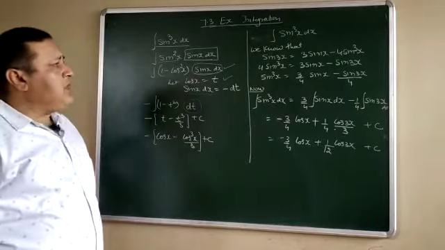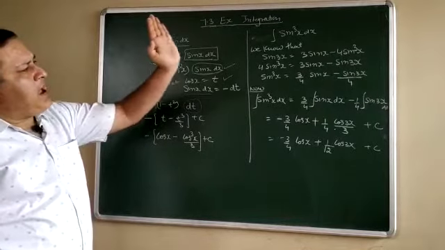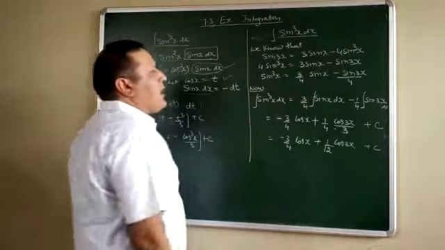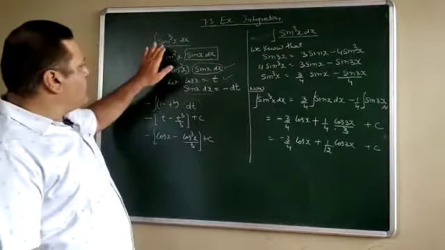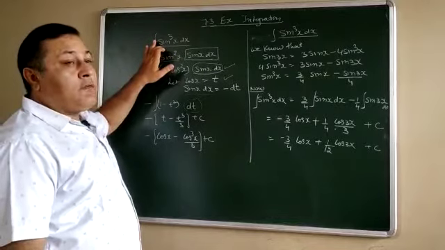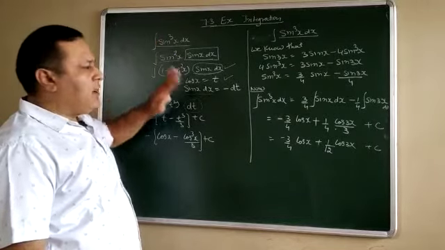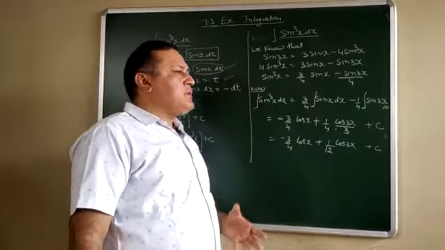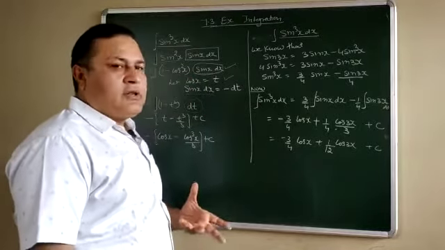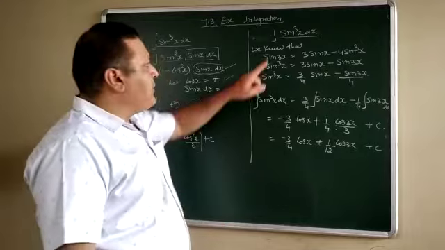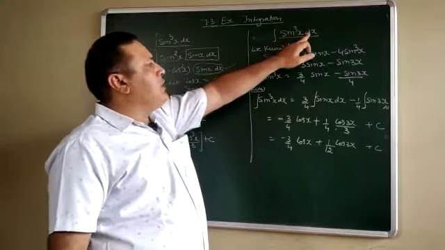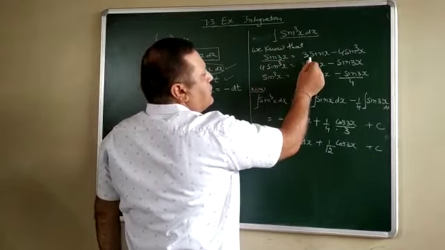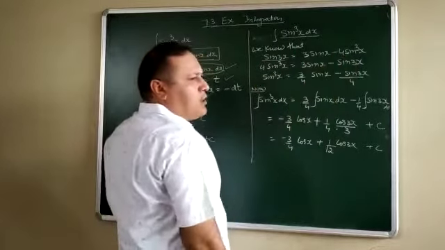Now see the same question by another method. Again, integration of sine cube x into dx. In the previous case I applied the method of substitution, which was discussed by us yesterday. But if I forget the method of substitution at the time of examination, then how can I solve the question? We know the formula of sine 3x, that is equal to 3 sine x minus 4 sine cube x.